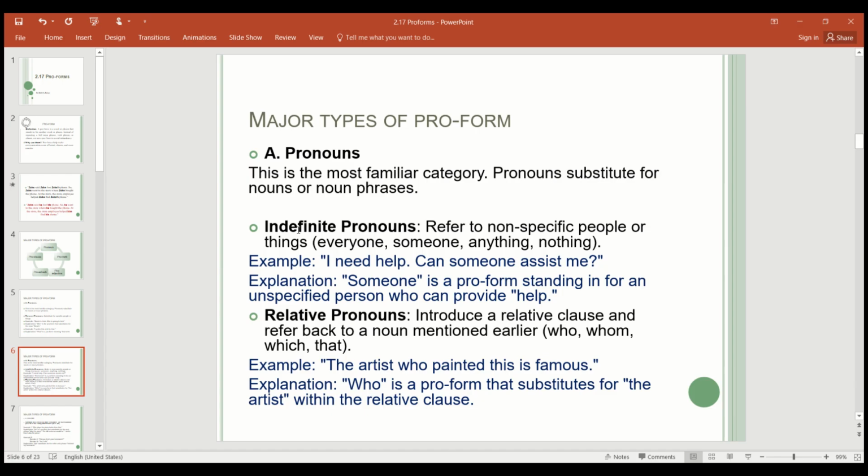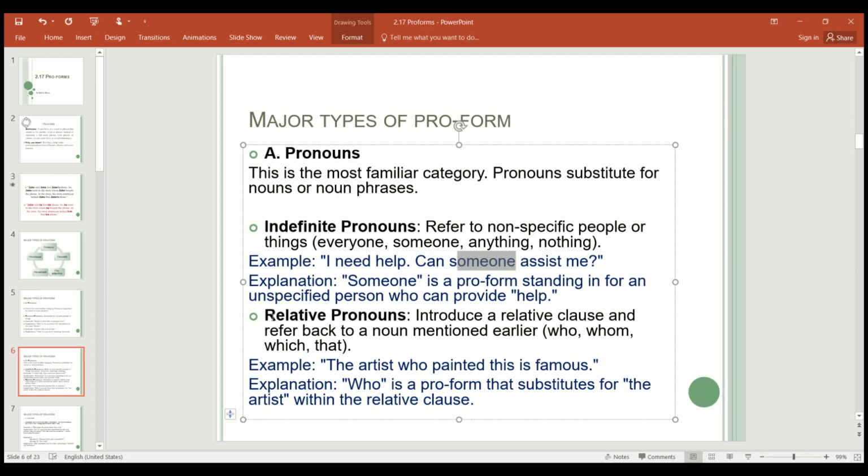Other types of pronouns. It's worth mentioning that only some types of pronouns are listed here. Not all types are covered. So we have the indefinite pronouns like everyone, someone, anything, nothing. For example, I need help. Can someone assist me? Or can anyone assist me? Now this someone or anyone is an indefinite pronoun to substitute the original noun. The original noun is not mentioned, but surely it has a context.